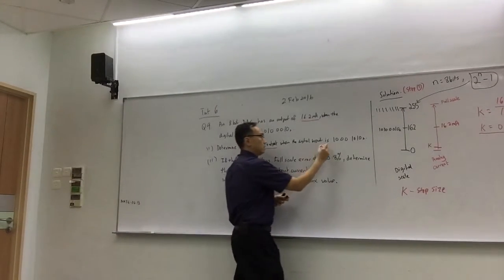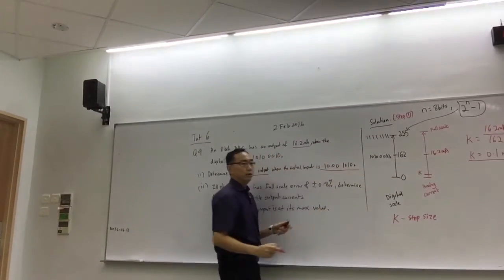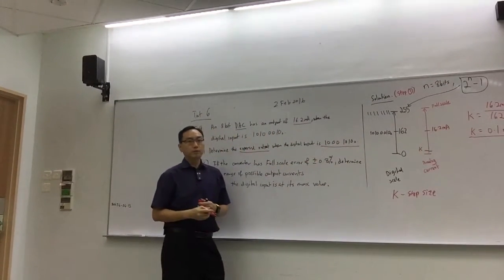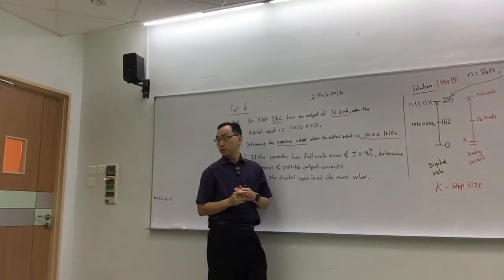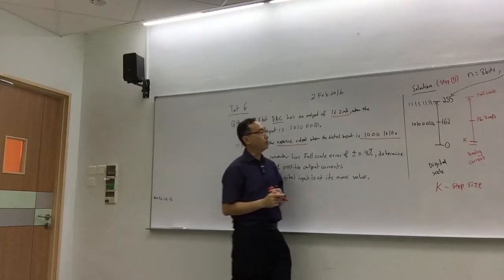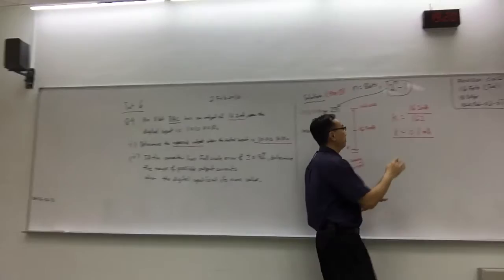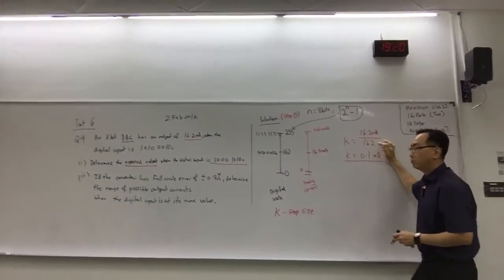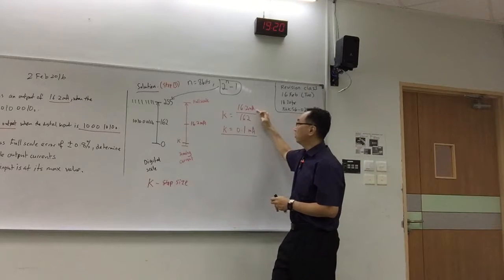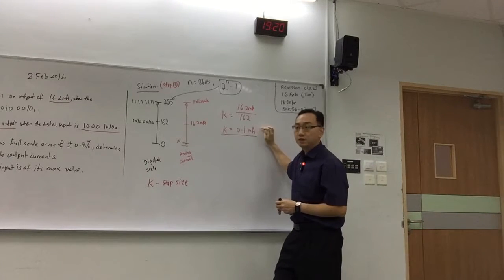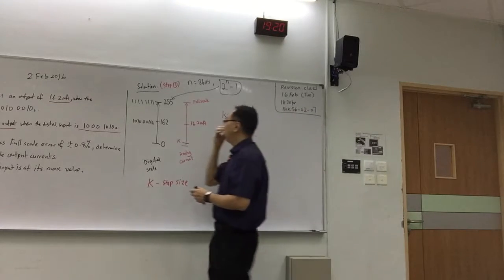Okay, for this, you are given a new binary number. Sir, for the K, you put 0.1 milliamp, right? Yes. Do you need to put the unit? No need, because this one is just a numerical number, 162. There's no unit for 162, right? Right, but the top unit, milliamp, must still appear.